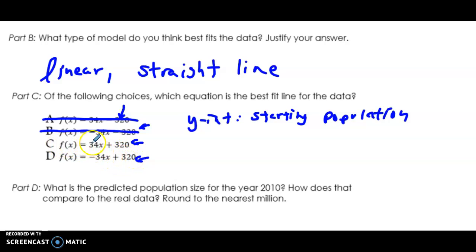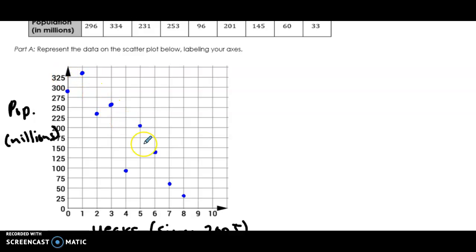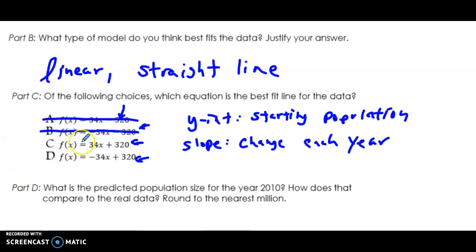And then the slope tells you how much it changes each year. How much does it change? Well, 34 million. Does it go 34 million up or 34 million down? Looking at this, each year, is it going up or is it going down? I think the obvious answer here is that it is going down, so it should be negative 34x plus 320, because each year it goes down 34 million, and it started at around 320 million in 2005.